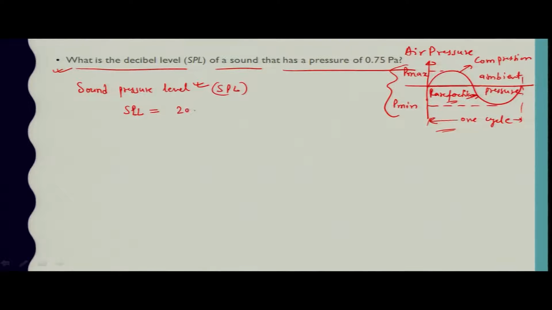So that is 20 log base 10 of the sound pressure from the source to the reference sound pressure, that is PS by PR. So here we can calculate with the help of this particular data. This is the sound pressure from the source, and this is the reference sound pressure.